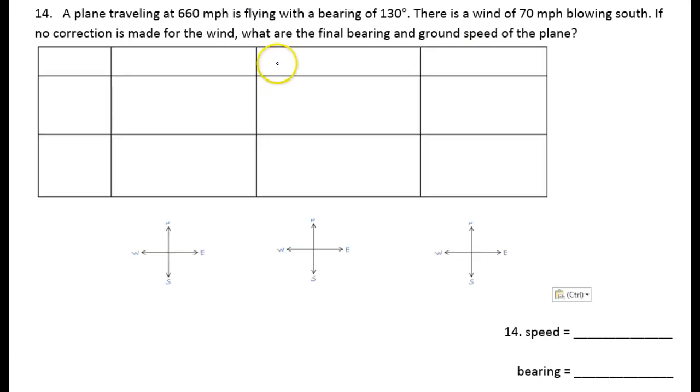Well, once again, we're going to make this chart. We're going to have a vector for the plane, and we're going to have a vector for the wind. And then we will have the resultant vector.